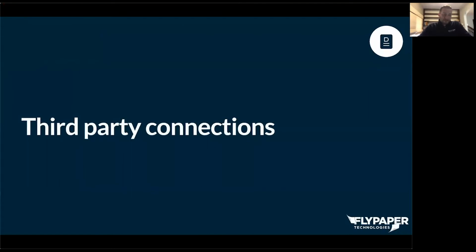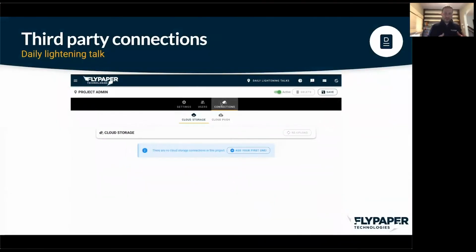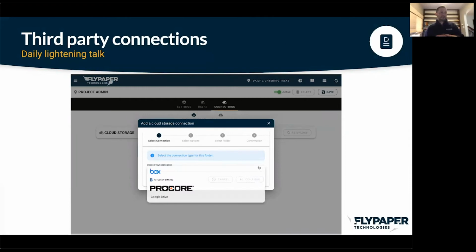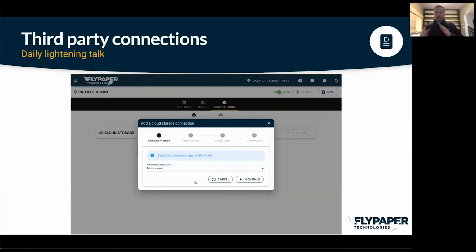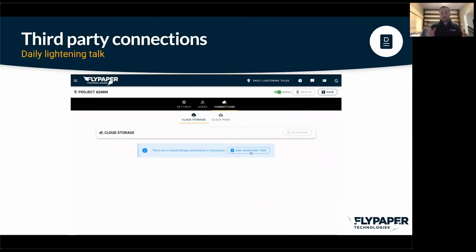Third-party connections is a story that we are continuing to expand on, and it also really builds into our whole open philosophy about our software. Third-party connections for us center around the idea that a project has the ability to export information from FlyPaper Daily to a third-party application. So right now, this means that daily reports and all the attachments that daily reports have associated with them can absolutely be pushed to a Procore Drive folder, an Autodesk BIM 360 Docs folder, a Google Cloud folder, or even a Box folder.